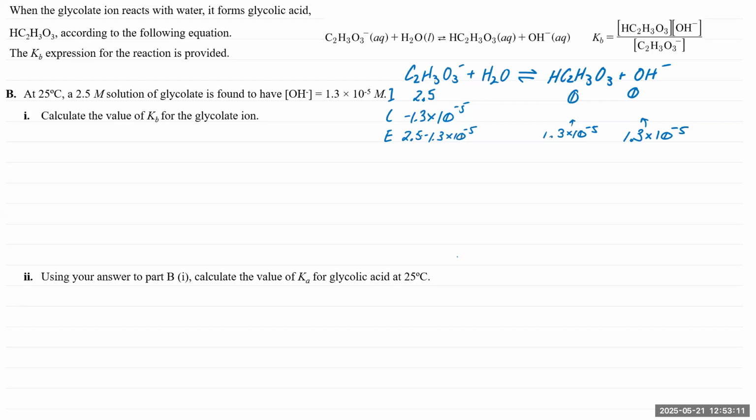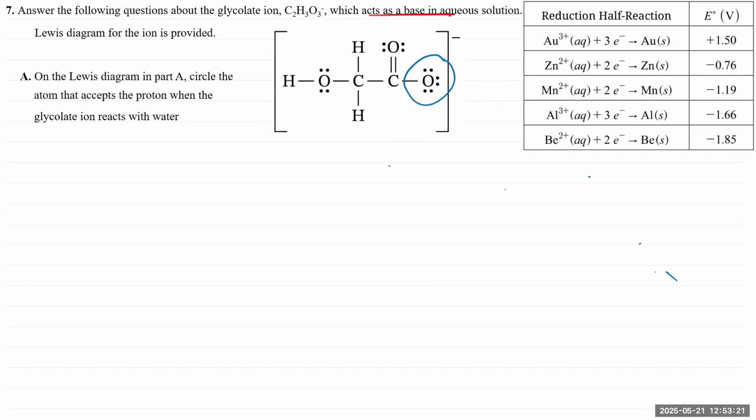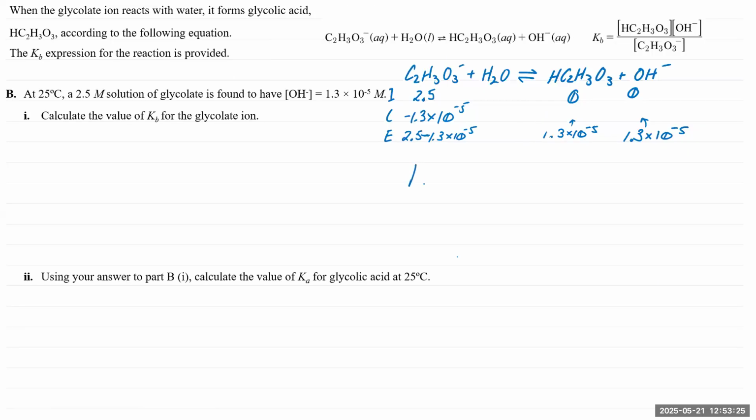Now, does that make a big difference? The answer is no, because this is such a small value that the number is not going to deflect much from 2.5. But nevertheless, I'm going to stick it in because I have the number. So the next thing is we've got Kb, right? We have the expression right up here.